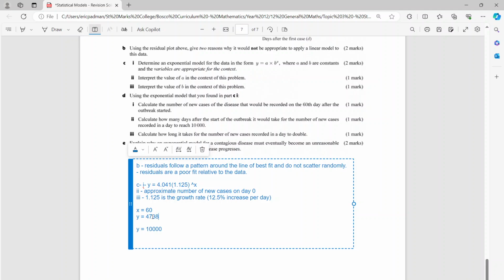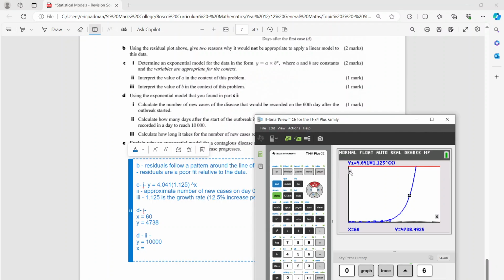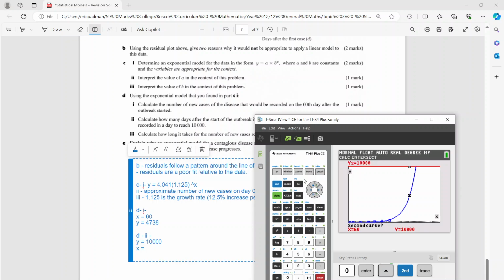So we've got this is d, double d. Now I want to solve the intersection of this. So calc, intersection. Yes, yep. Day 66.